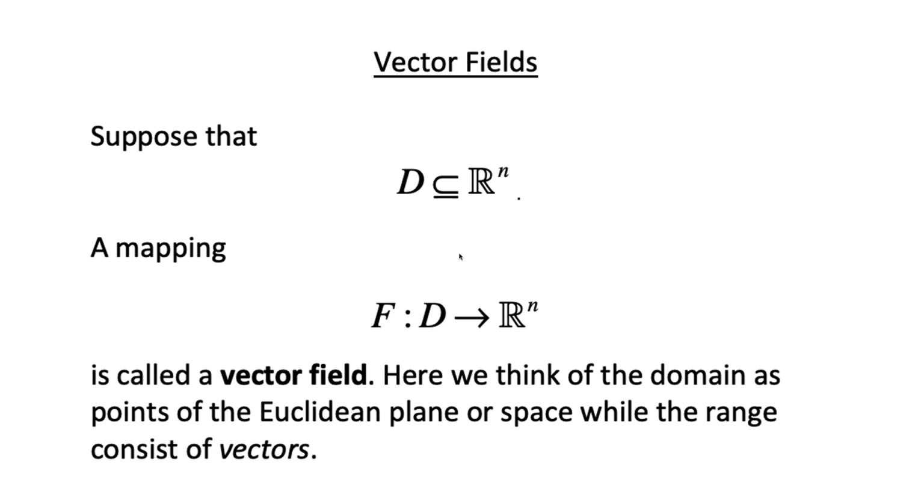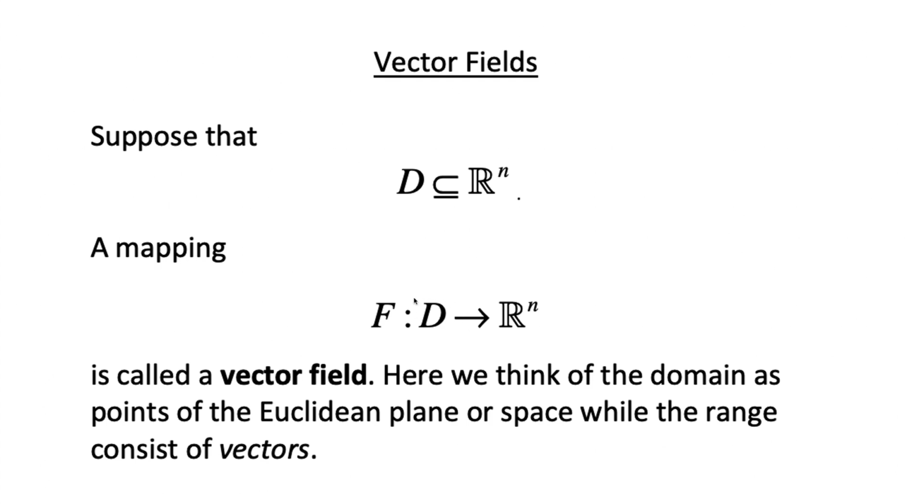Okay, let's begin by talking about something new here, something called vector fields. Let's start out this way. Suppose D is a subset of Rn. So I'm thinking of n as being either 2 or 3. So I'm saying D is some subset of the plane or space. A mapping from D into Rn, with generally the same n, is called a vector field.